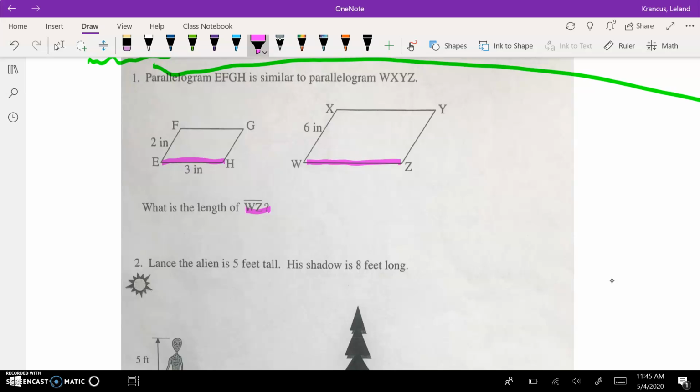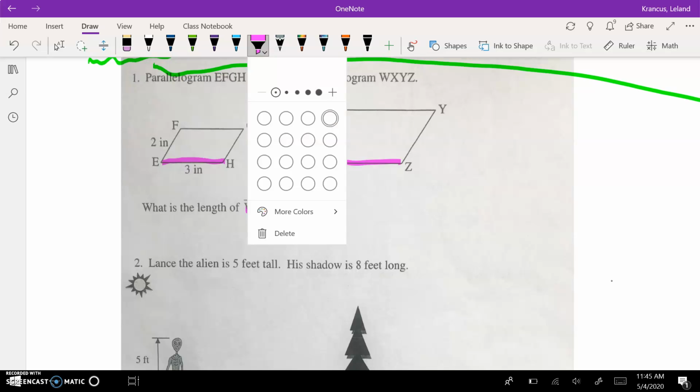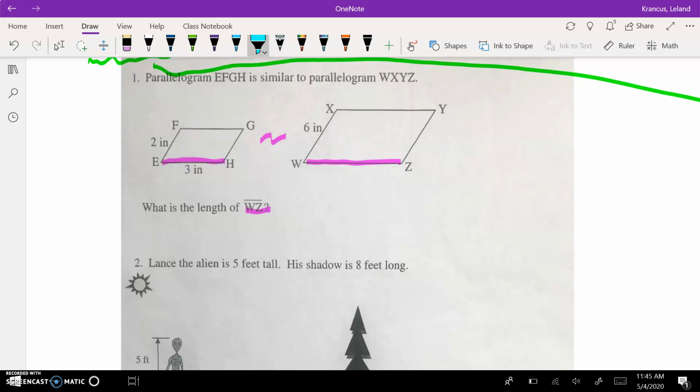And notice the problem says that these are similar. In all of these problems, it says that the shapes are similar, even if that little symbol isn't drawn between them, indicating that they're similar. And so in order to find the missing side for this one, you would want to identify a pair of corresponding sides where both of them are labeled with their measurements. That would be WX and EF in order to set up your proportion.